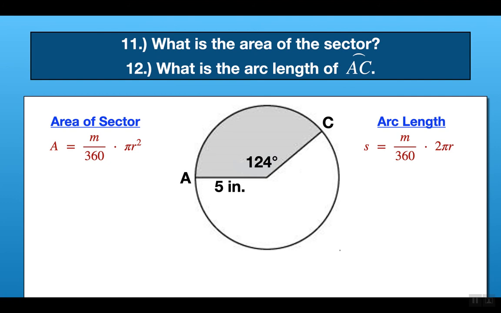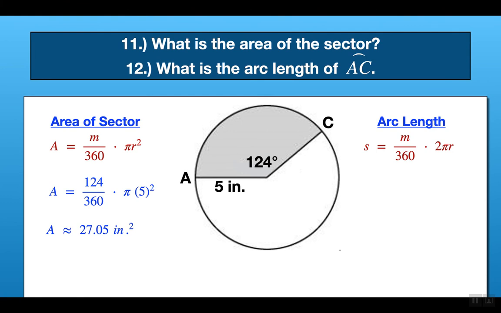So let's substitute those two numbers into the formula, and we'll have 124 over 360 times pi times 5 to the second power. Now you're going to work that out in your calculators, and when you do, you're going to get that the area of that sector is approximately 27.05 square inches. Or if they tell you to round to the nearest whole number, it would have been approximately 27 square inches.